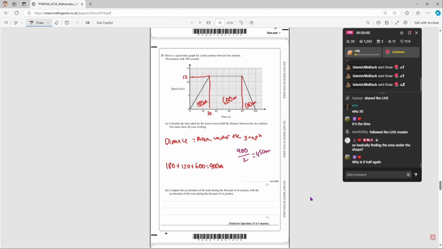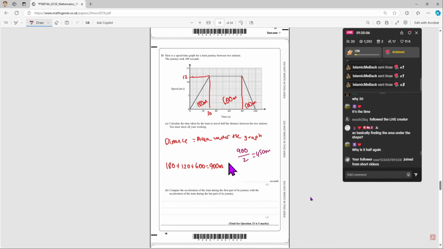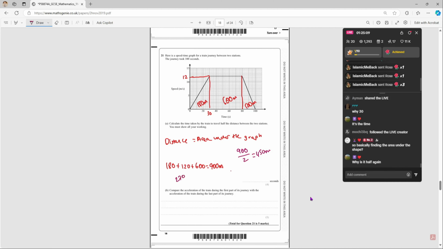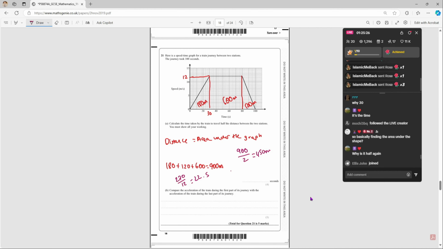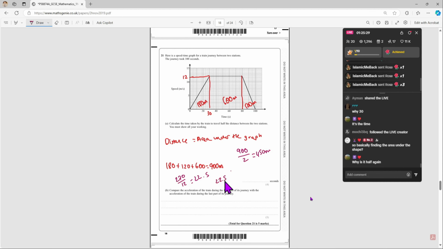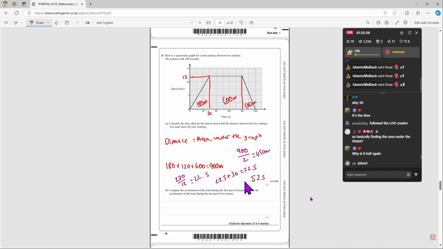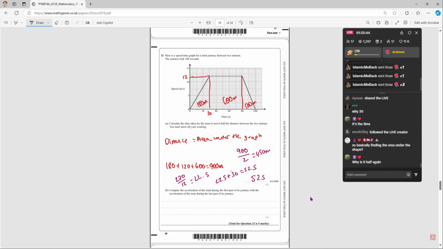270 divided by 12. And that will be 22.5. That is the number of seconds. And then you have to add it to our 30 seconds, which will get you 52.5 seconds. And that will be your answer, okay? So that'll be your answer.